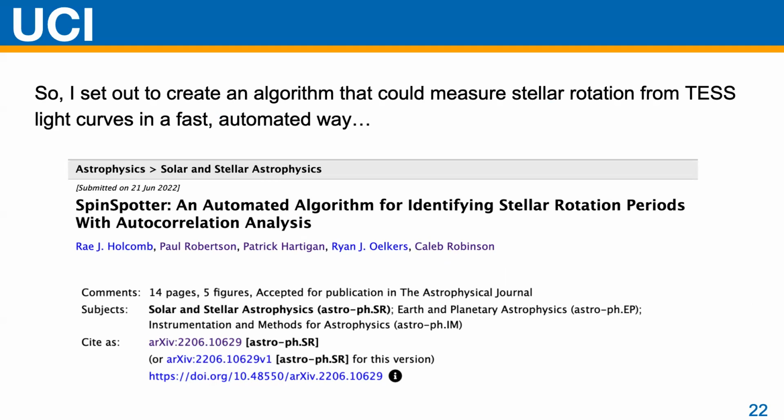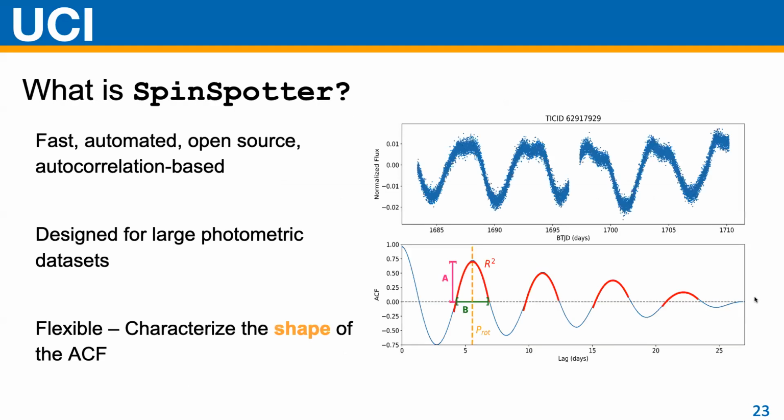I created a fast automated algorithm that searches through high cadence photometry, designed on TESS, but it works on other surveys too, in order to recover stellar rotation periods. It actually started as an undergraduate project for my senior thesis, and I've sort of carried it with me, and it's evolved over the years as I've worked on it.